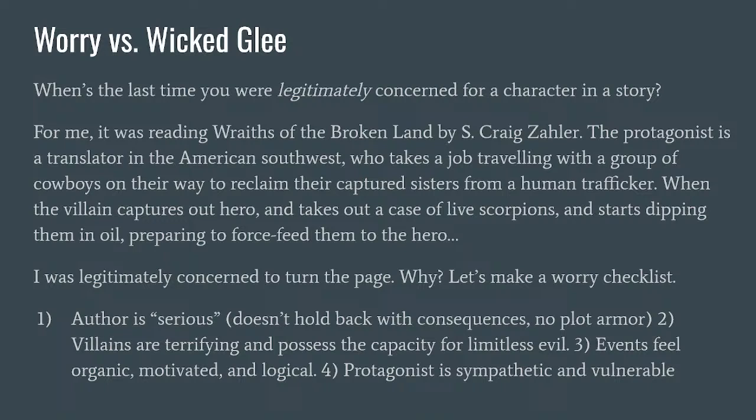Okay, so where was I? We are either going to want the character to not die, or we want the character to die. That's Worry and Wicked Glee. We can have both in the same movie. In fact, that's going to be some movies like Shark Night.